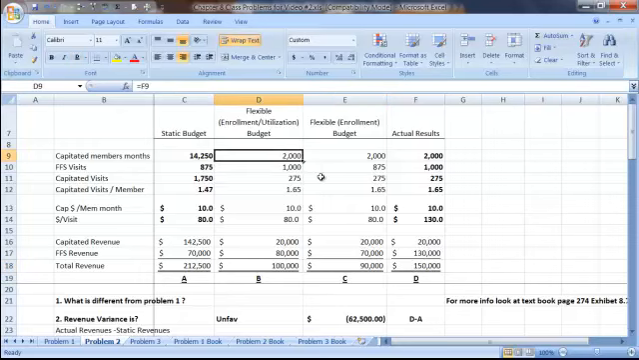Over here, we're putting in the actual capitated because we want to show the difference between these two. We're going to now put in the fee-for-service visits that we actually had so we can see what our impact was for the change on fee-for-service. Now this helps explain variances below.